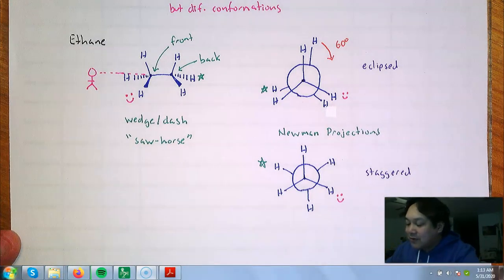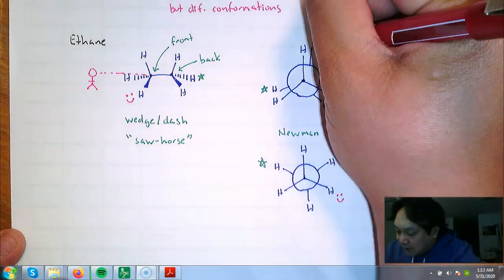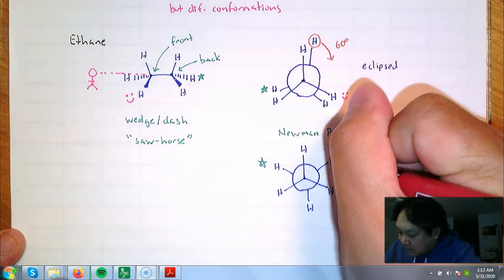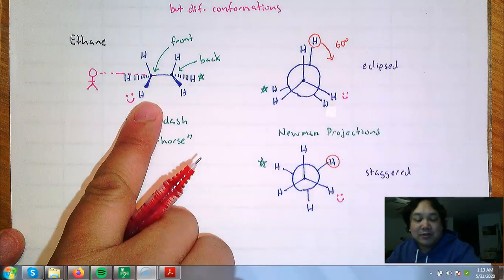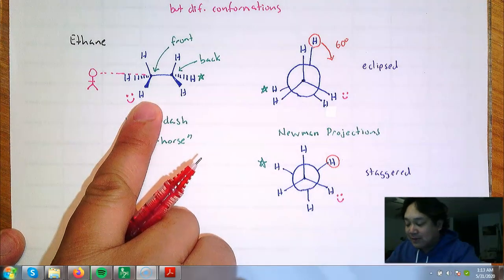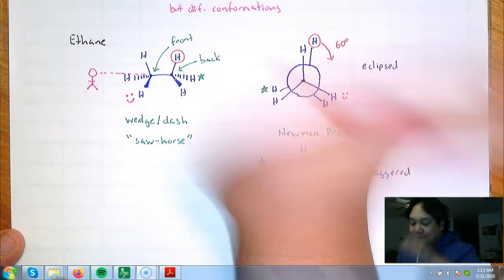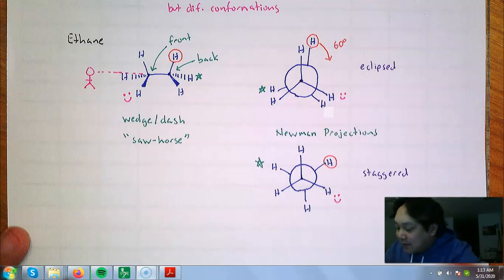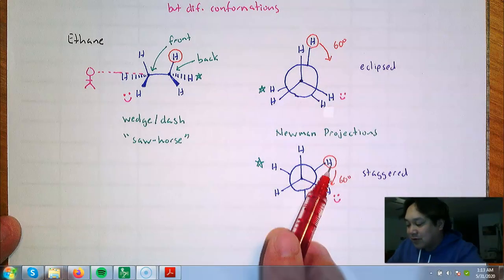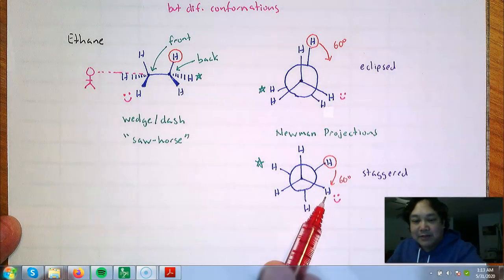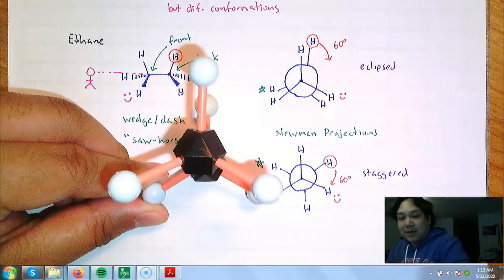Because if we move another 60 degrees, so I'm looking at this H, I'll circle it. Actually, where's that H now in my wedge dash drawing? That is at the top on the back carbon, right here. So if I move it another 60 degrees, guess what? Now that hydrogen is going to be behind this hydrogen here. And we get eclipsed again.